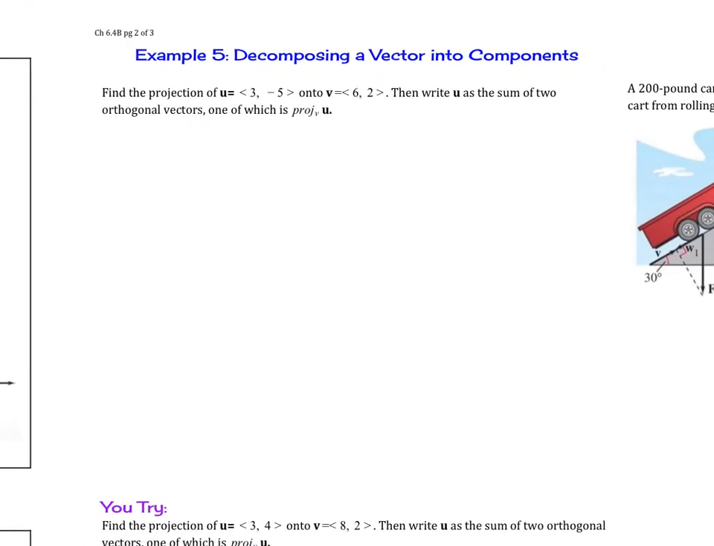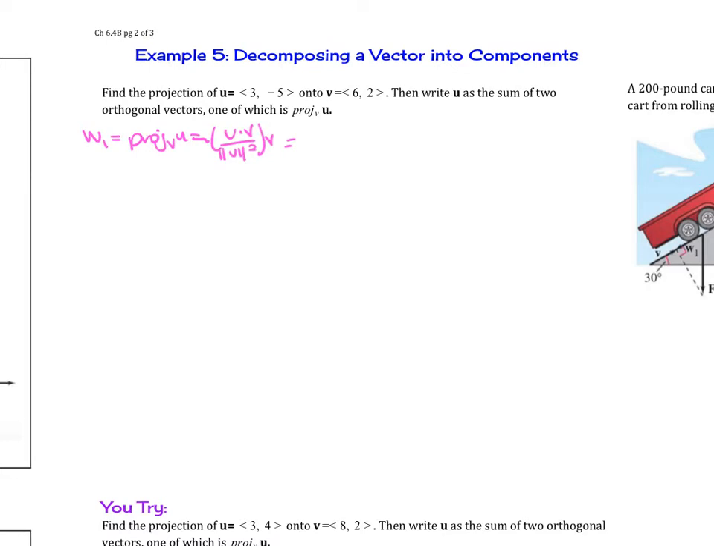So, decomposing a vector into components. Find the projection of u, (3, negative 5), onto v, (6, 2). Then write u as a sum of the two orthogonal vectors, one of which is the projection of u onto v. So we're going to use that formula. W1 equals the projection of u onto v equals u dot v over the magnitude of v squared times v.